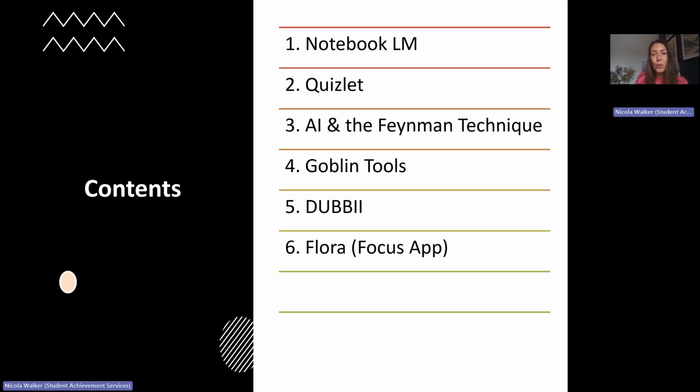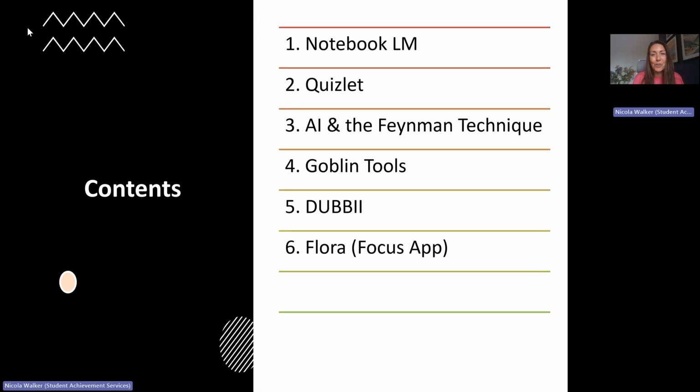The next one is called Quizlet, just a way to make work a little bit more fun and engaging. We've got using AI in a safe way that doesn't compromise academic integrity. So we're going to use AI and look at something called a Feynman technique, really, really good for revision. And number 4, I absolutely love, it's called Goblin Tools.